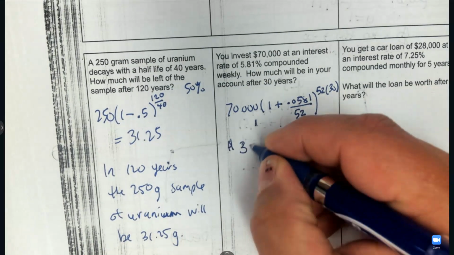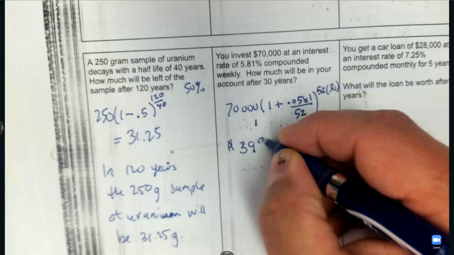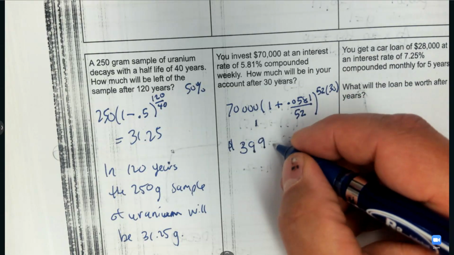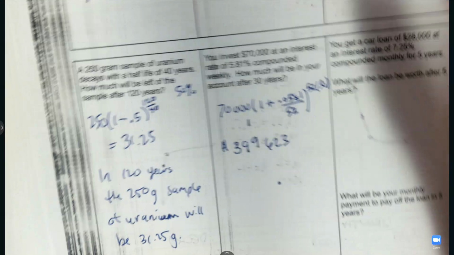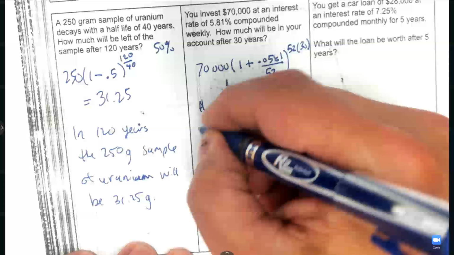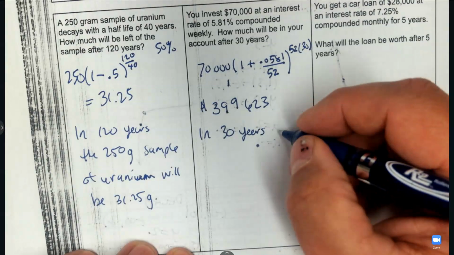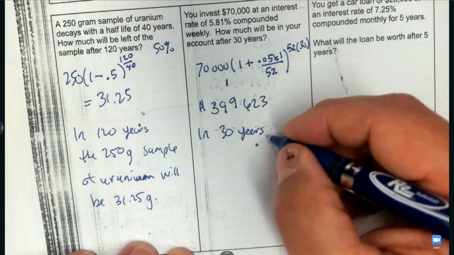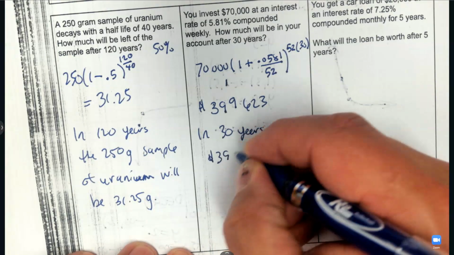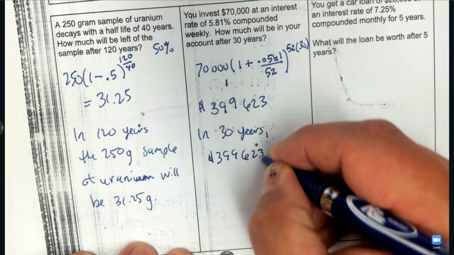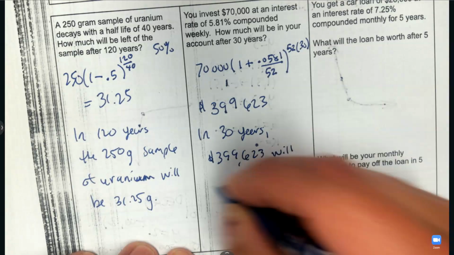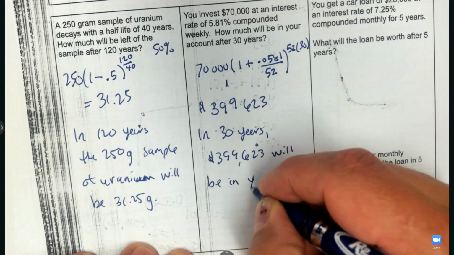So over 30 years it compounded nicely. 399,000. It's almost $400,000. We're going to round to the nearest dollar. Write a nice sentence. In 30 years, how much money will be in your account? $399,623 will be in your account.